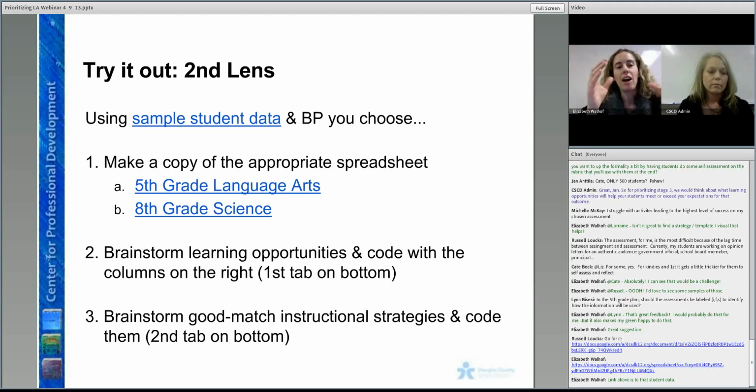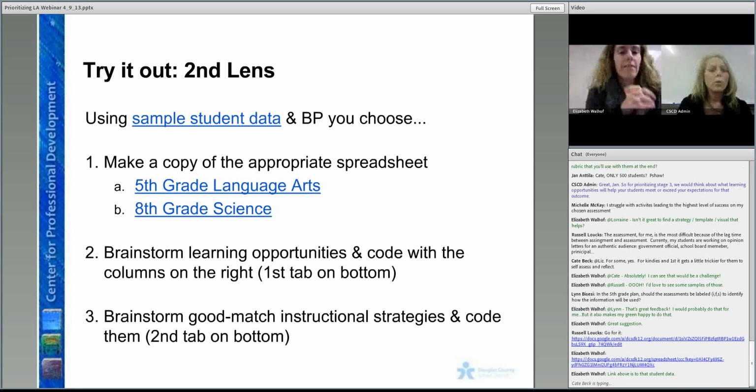And that's our class of kids, and we're either doing the 5th grade language arts, the 8th grade science backward plan, or one of our own. And we're saying, okay, we have some stage 3 stuff there. What might we want to add or modify according to this group of actual real students we have?